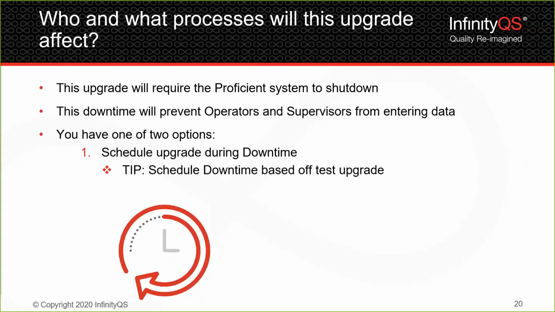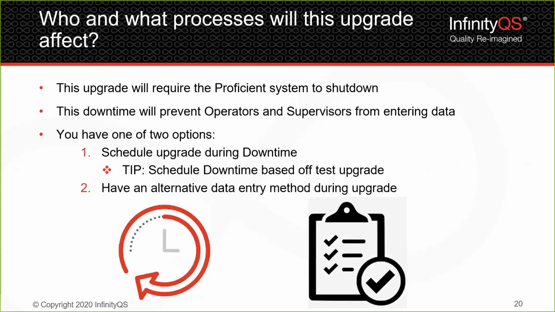You schedule this based off of how long your test upgrade took, because you can do your test upgrade at any point in time and it's not going to be a big deal. And then lastly here, the other option that you have is to have an alternative data entry method during your upgrade. So a lot of times, there is no downtime. We have clients that run 24/7. So what they have to do, because they can't schedule downtime, is have an alternative data entry method and then later enter that data. So they'll either go back to pen and paper, or they'll go through an Excel spreadsheet and just have operators type in the data for the time being until the upgrade is done.